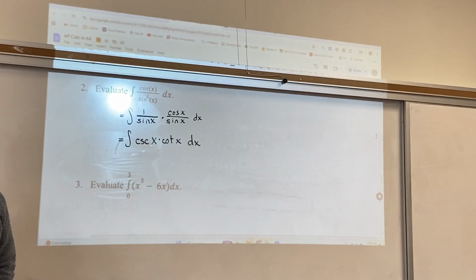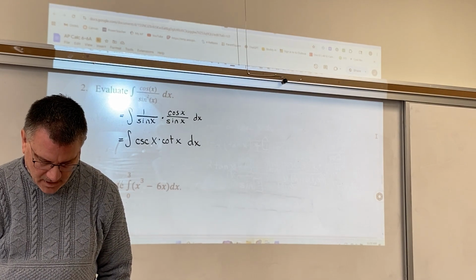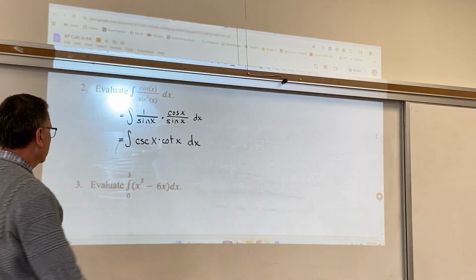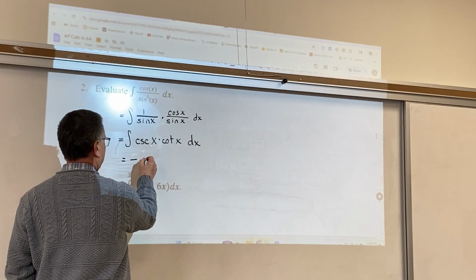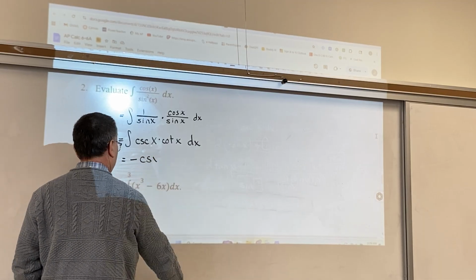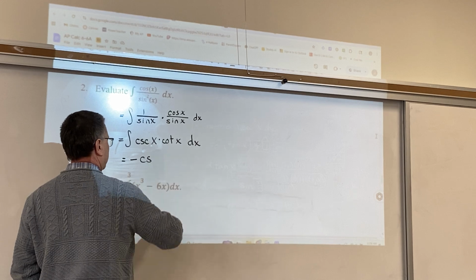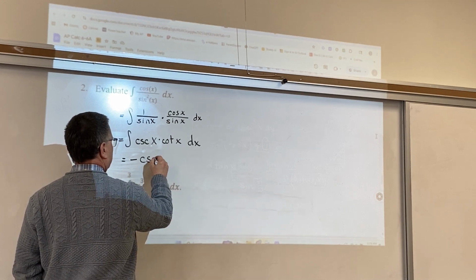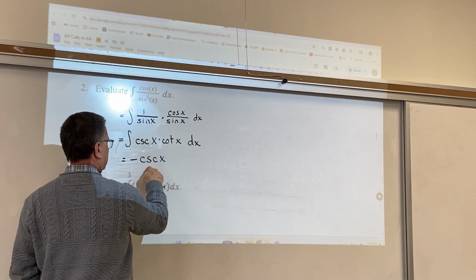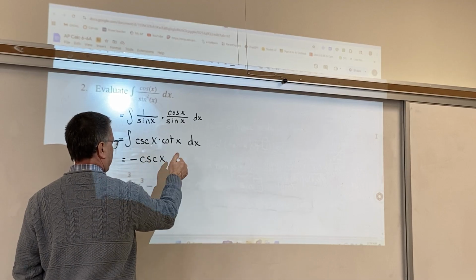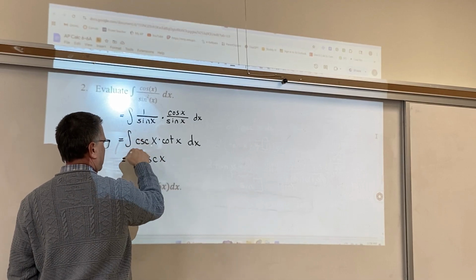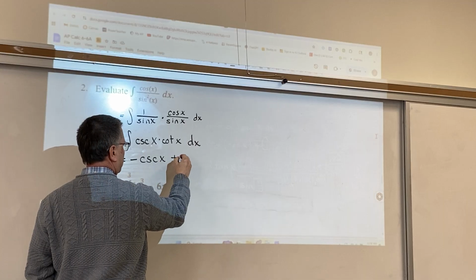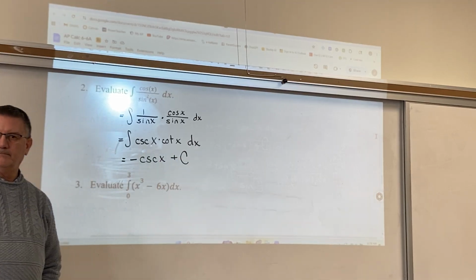Is that the derivative of something? Does that have an antiderivative? Cosecant, cotangent? Yes, I think it does. Negative cosecant. Yes, this has negative cosecant. What's wrong with my lettering today? Negative cosecant x. Okay, I just took the antiderivative, that can go away. But I don't have a lower bound, upper bound, so plus c.